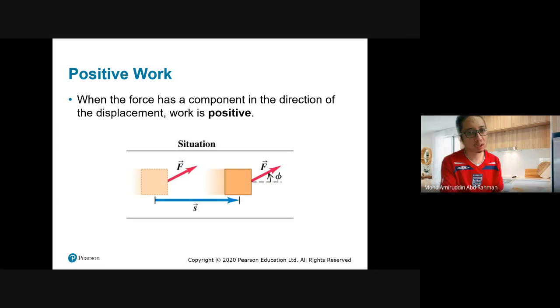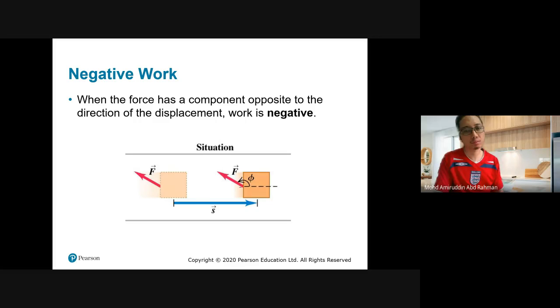So when the force has a component in the direction of the displacement, the work is positive. Okay, so we have the negative work when the force has a component opposite to the direction of the displacement. So the work is negative. So you still look at the angle there. So we have the angle of phi, it's actually from S to F. So now the phi is more than 90 degrees. Okay, it's more than 90 degrees.